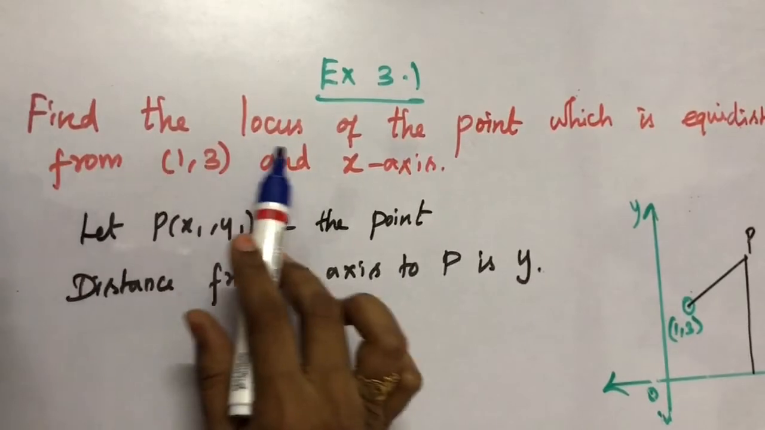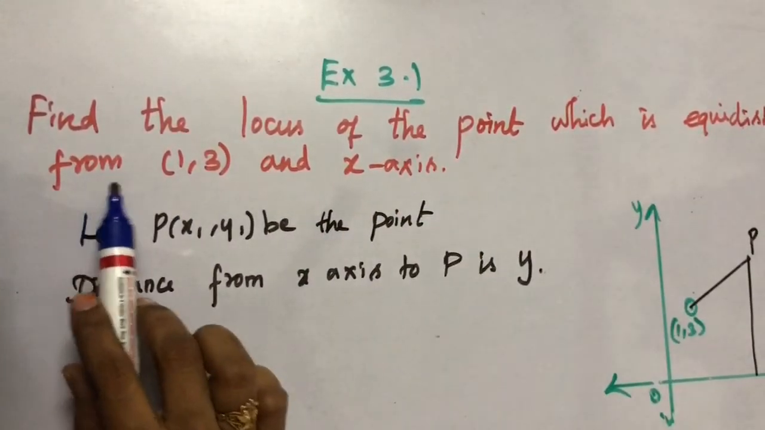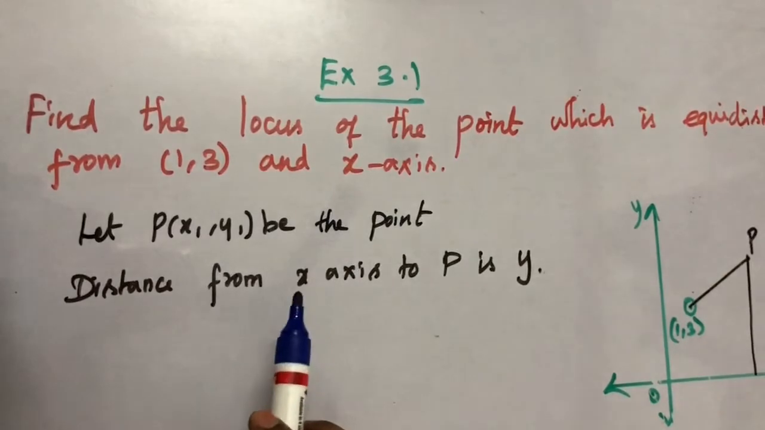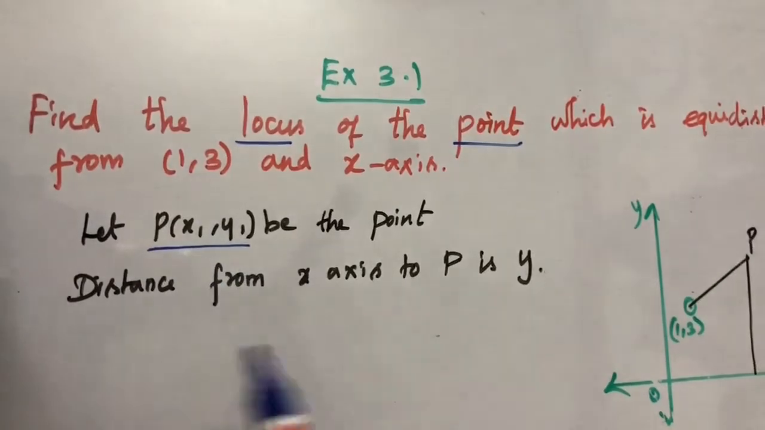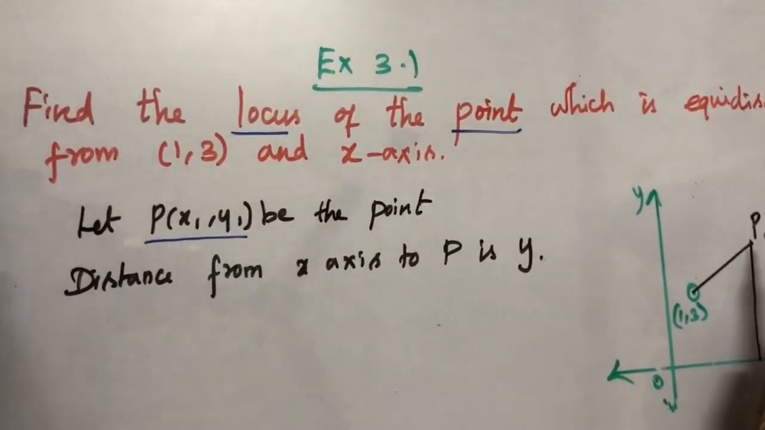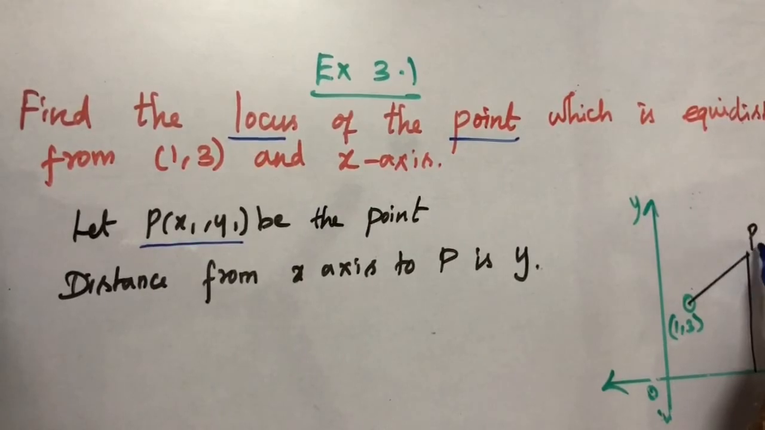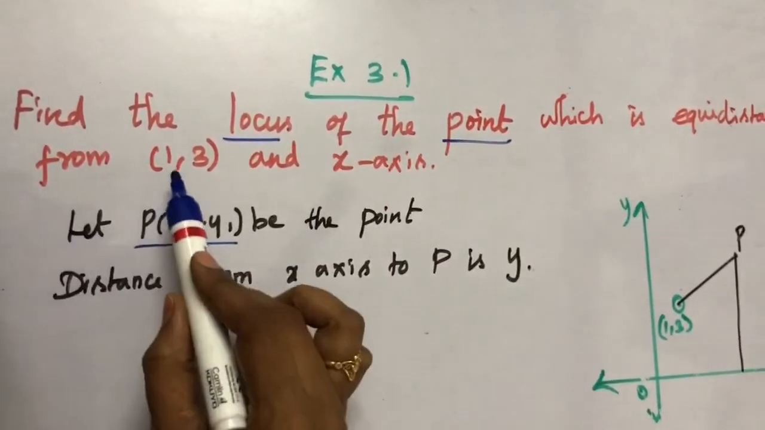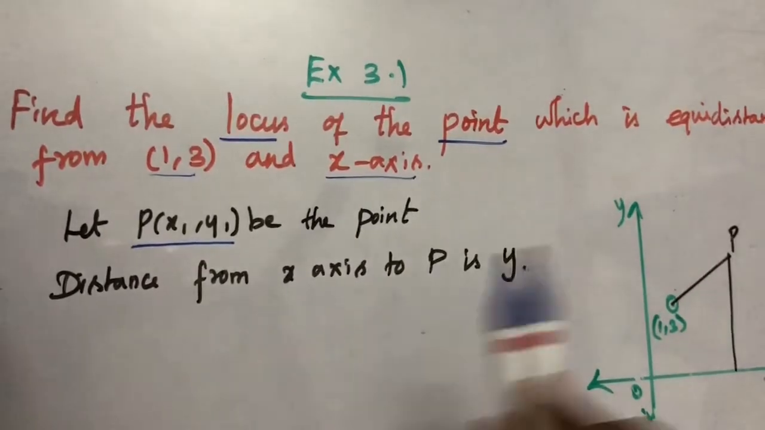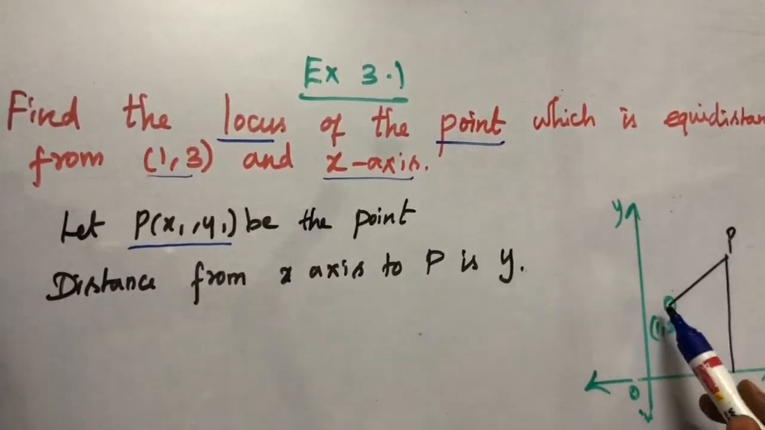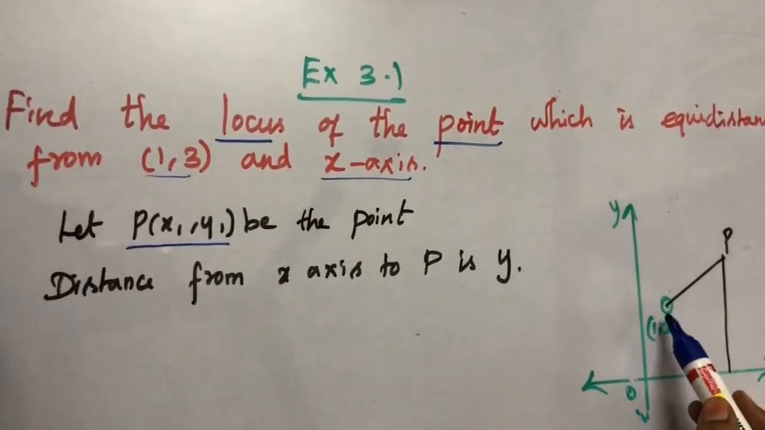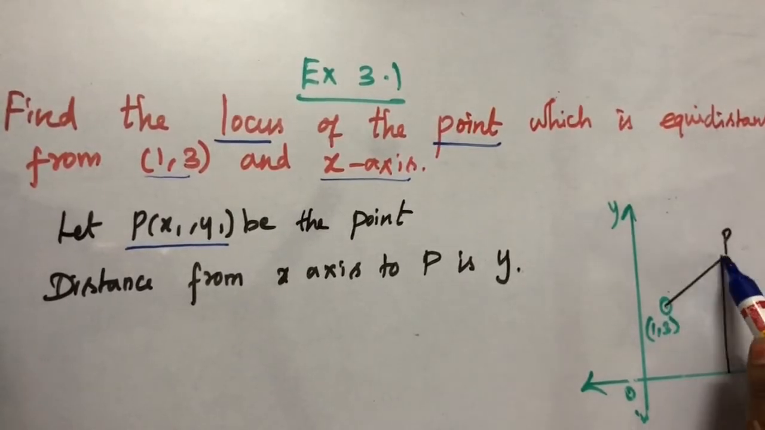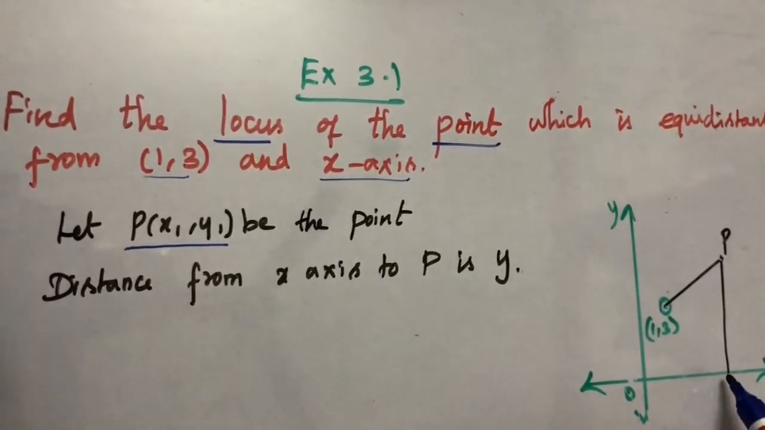First problem. Find the locus of the point which is equidistant from 1, 3 and x-axis. We have to find the locus of some point. I will take the point as P. In the diagram, it is the point P and it is equidistant from 1, 3 and x-axis. So the point is having equal distance from this point and from x-axis. So here it is the point 1, 3. So the distance between the point and 1, 3 is equal to the distance between the point and x-axis.